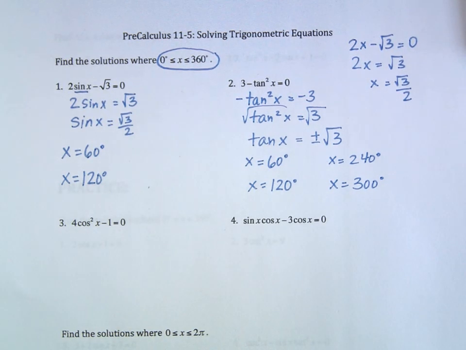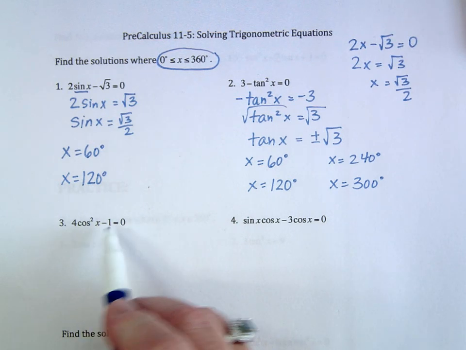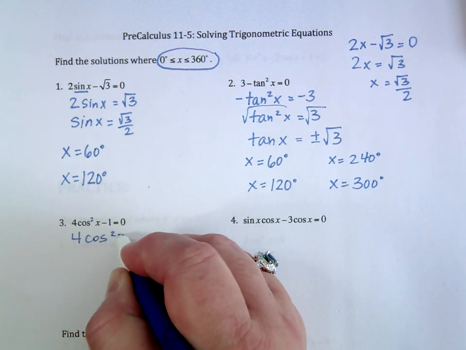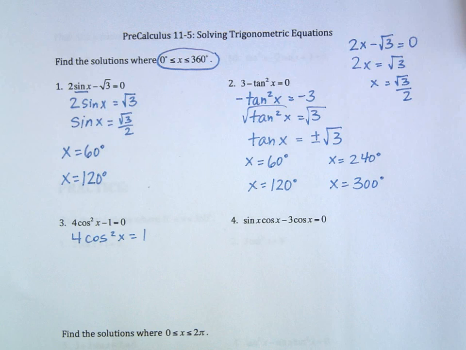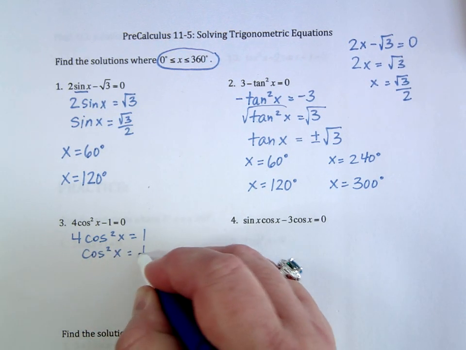All right, here comes another one. I want to find the cosine this time. So it's a cosine squared. I need to get it by itself. I'm going to move the 1 to the other side first. 4 cosine squared equals a positive 1. 1 comes over. Divide by 4. Cosine squared is 1/4.